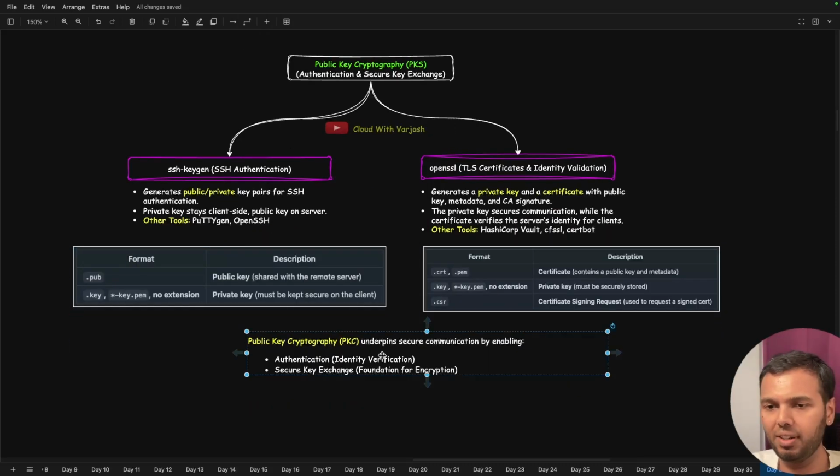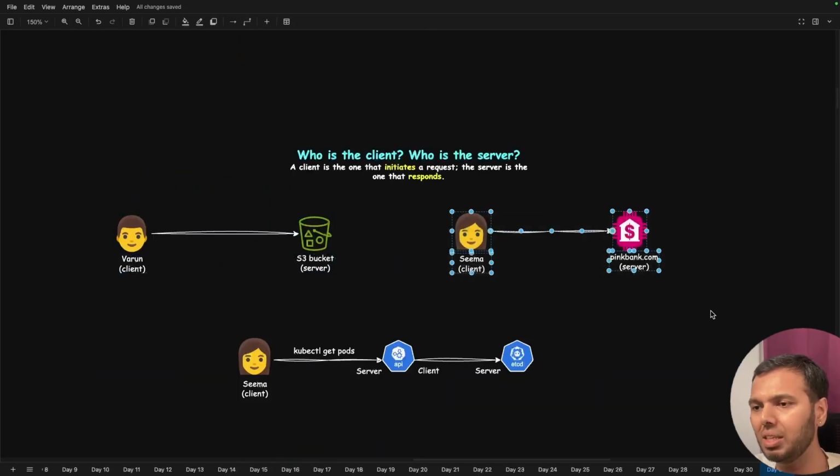And here the point says public key cryptography underpins secure communication by enabling authentication, that is identity verification, and secure key exchange. First, let's talk about authentication. Here, when Seema accesses pinkbank.com, then pinkbank.com supplies a certificate, and Seema, on the other hand, verifies that this certificate is valid and indeed signed by a trusted certificate authority. But Seema does not provide any certificate. Seema is trusted by default.